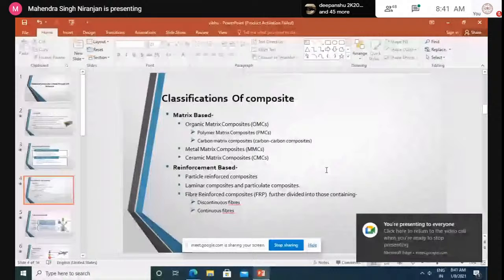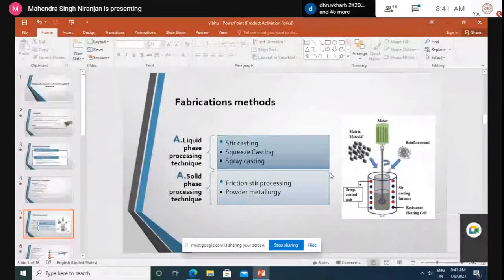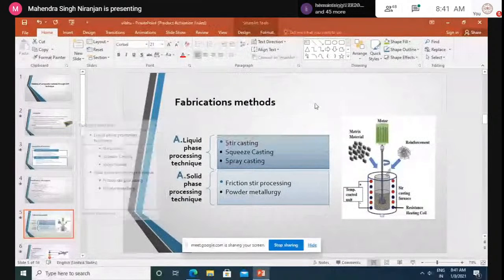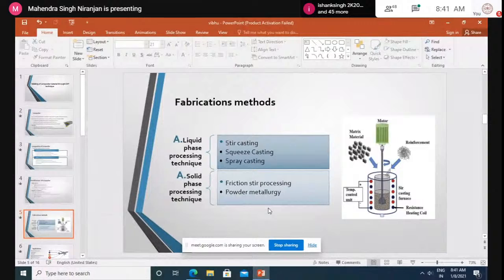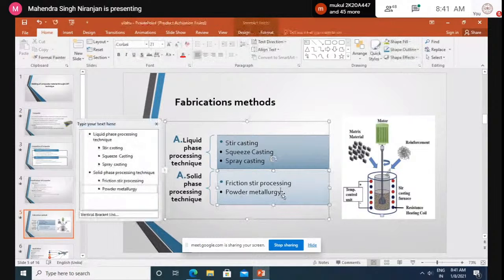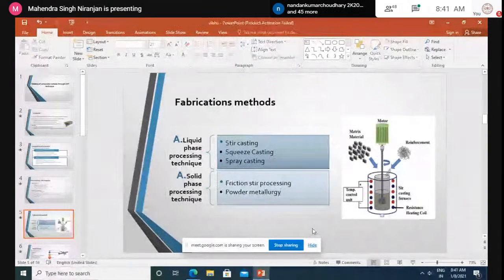So these are the fabrication methods generally used to develop the composite. Friction stir processing is generally used. Spray casting, squeeze casting, stir casting, we are using these methods. And powder metallurgy. In powder metallurgy, there are different methods: sintering, compaction, uniform mixing in a ball mill. So there are some steps in powder metallurgy to develop the composite. This is important, so read all of these carefully.